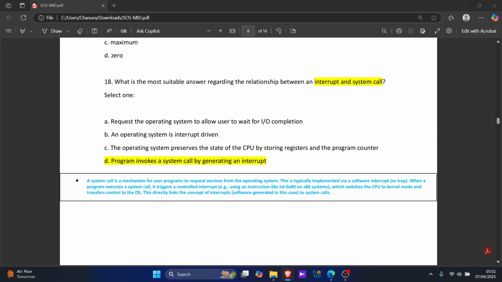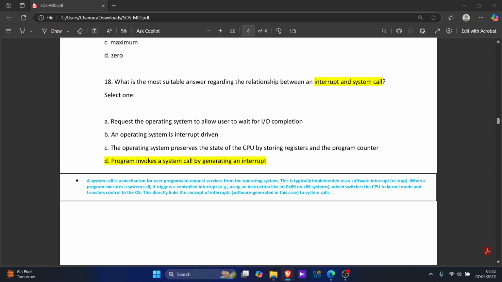Option D, program invokes a system call by generating an interrupt. If a system call is implemented via a software interrupt, then this is correct. For example, in Linux, the int 0x80 instruction was the traditional way, and now syscall/sysenter are used. So the program does generate an interrupt to invoke a system call. So option D seems correct.